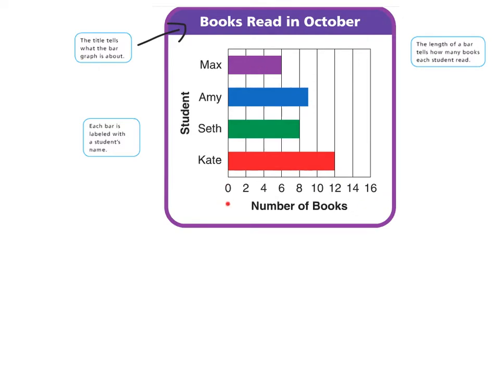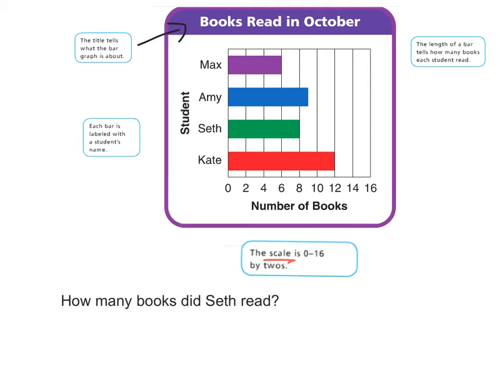Now notice the numbers underneath. That is called the scale. The scale is 0 through 16, and it is by twos. And now that we looked at this bar graph, let's see if you can answer this question. How many books did Seth read?